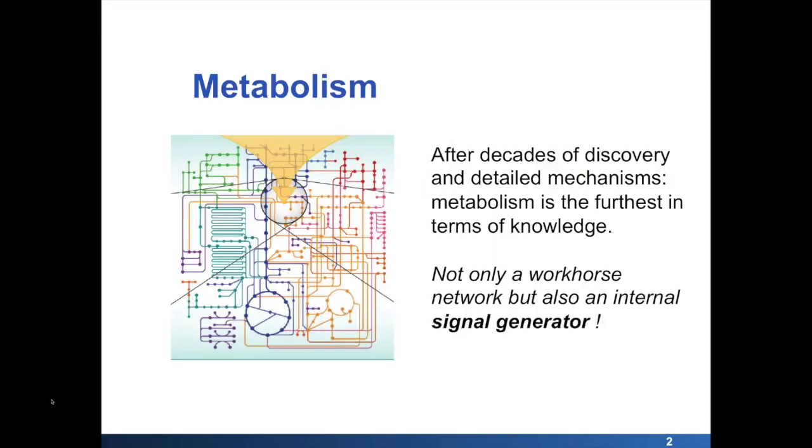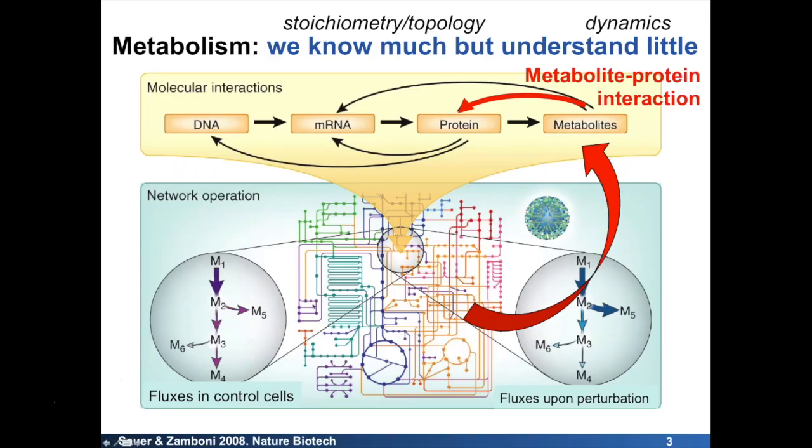So to get started, metabolism, as probably most of you are aware, is probably the best understood biological network to date. After decades of discovery, we have a huge amount of accumulated detailed knowledge. And in recent years, it became more and more clear that metabolism is not only a dull workhorse that is being controlled by regulators, but is also actually sending out signals to the regulators and therefore informing the cell about its current state. So this is where we start.